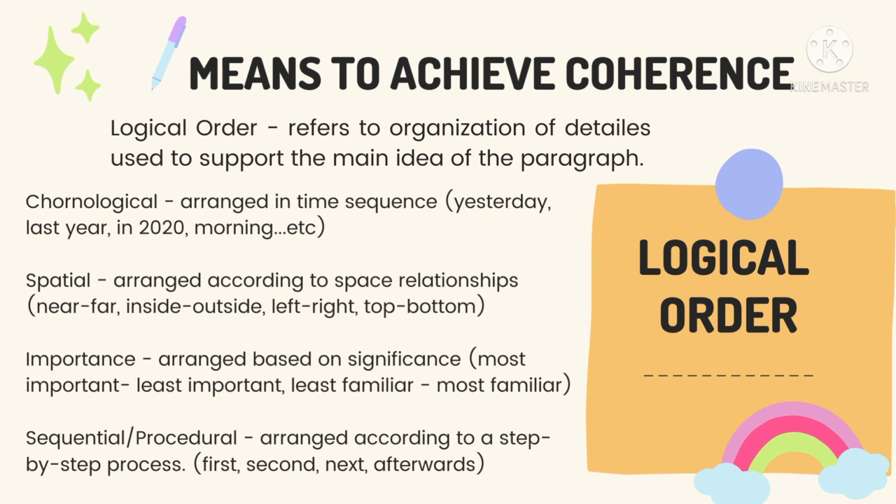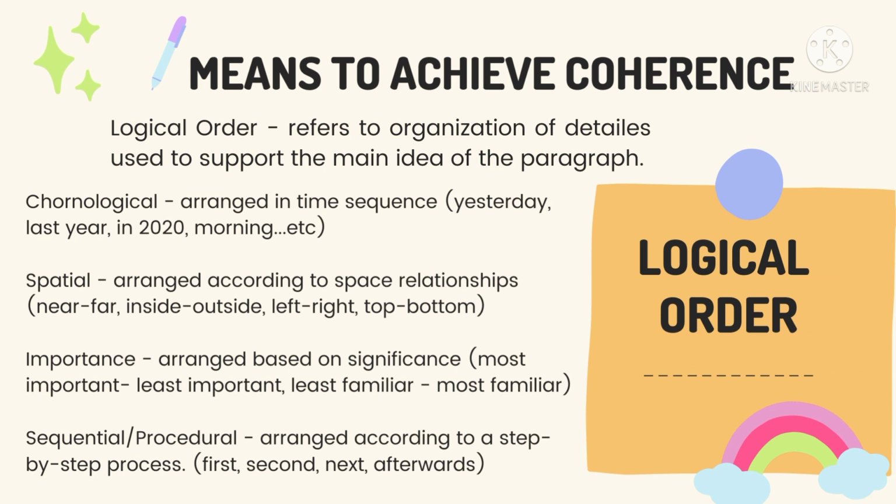When we use chronological, our ideas are arranged in time sequence. We use words or phrases like yesterday, last year, in 2020, or morning, and a lot of examples of that. Now, example, when you're writing or when you are telling a vacation trip that happened last summer, you can use the chronological order.